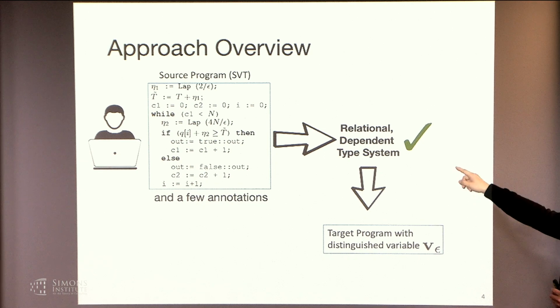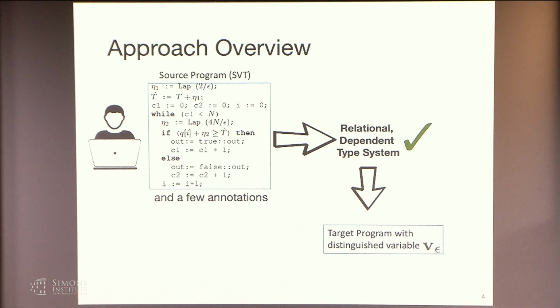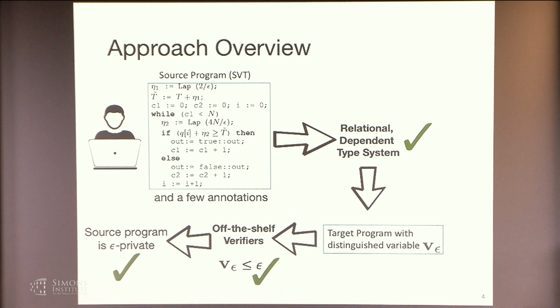If the check passes, the type system will generate something we call the target program, which is very close to your original program, but it also has a distinguished variable v epsilon. The important point here is that this variable bounds the maximum budget cost. The maximum amount of differential privacy cost is bounded by the value of this v epsilon by some mechanism in the type system, which I will explain. Because of this, the target program can be analyzed by off-the-shelf verifiers. That's something we have studied in the programming languages community for decades: how to verify that a variable is always bounded by some constant epsilon. So we can use existing tools to verify that. And the type system guarantees that if both checks pass, your source code is epsilon private. So that's a very high-level view of what's going on here.